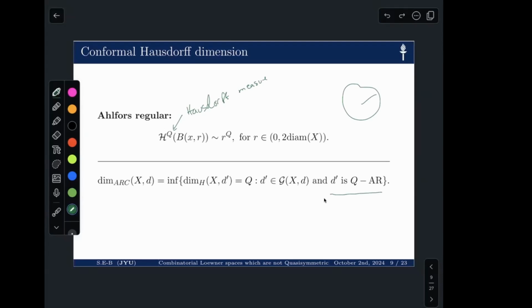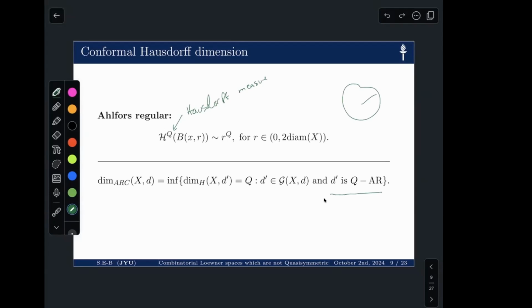Of course, the natural question is then, is this always finite? Because your metric might not be Ahlfors regular to begin with. But under mild conditions, say if you are uniformly perfect and your metric space is doubling, then it always contains a metric that is Ahlfors regular in this conformal gauge. So you can do this minimization problem.